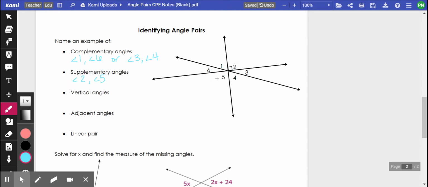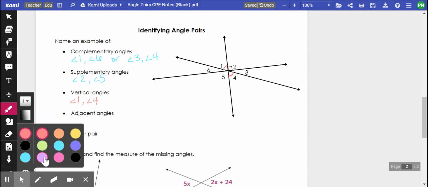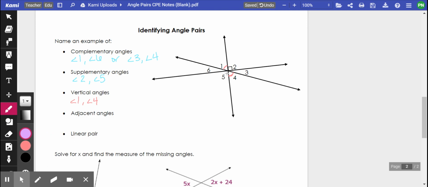Now, when it comes to vertical angles, it's always the ones that are just opposite each other. So we can have angle 1 and angle 4. Angle 1 and angle 4. And of course, you only have to name one example of each, but I am going to go through all of them, especially for this one. We could also have angle 6 and angle 3.